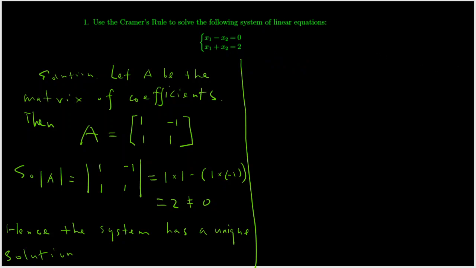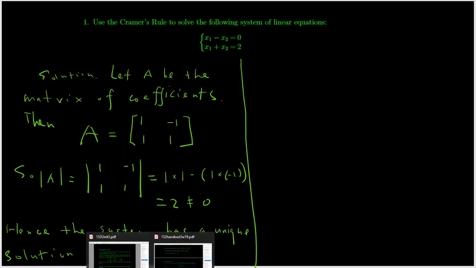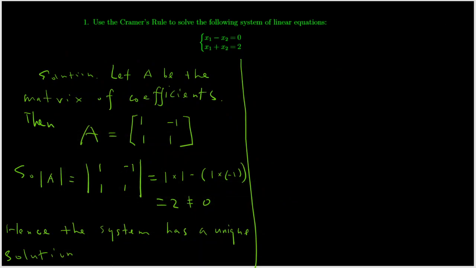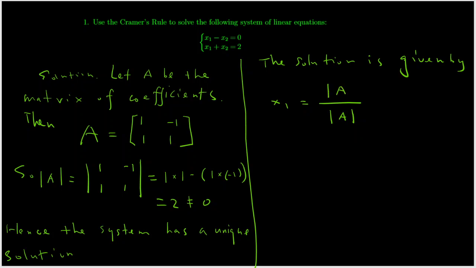The whole thing is about the Cramer's rule. After convincing yourself the system has a unique solution, now look at the Cramer's rule again. The unique solution is given by that formula. I'm telling you the meaning of the formula. You have two unknowns, so you have x1 and x2. For x1, in the formula, the symbolic notation has on the denominator the determinant of A, the determinant of the matrix of coefficients. The denominator is going to be 2. On top you have the determinant of A1.